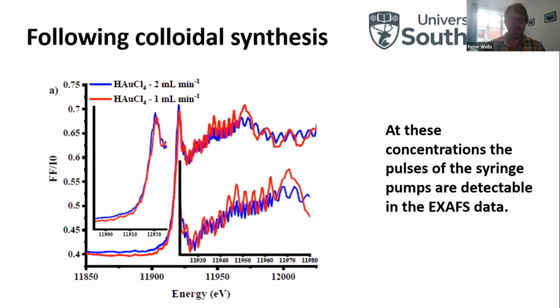So obviously you spend a lot of time designing all these experiments, but there can always be things that you forget. So this is an example of, we're almost there, there's a little bit more to do. So we took the equipment to the beamline, but we saw lots of oscillations in our data. And this was basically the pulsing of the syringe pump. So at these concentrations, just the pulsing of the syringe pump was enough to give us this noise in our signal. So we were able to mitigate that on the experiment.